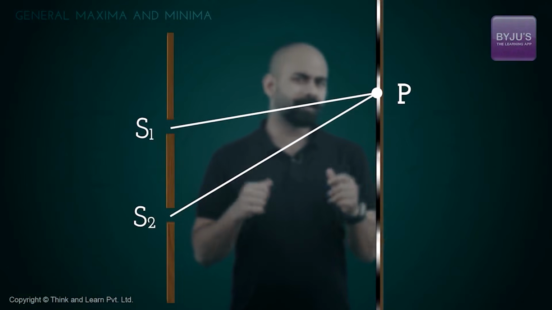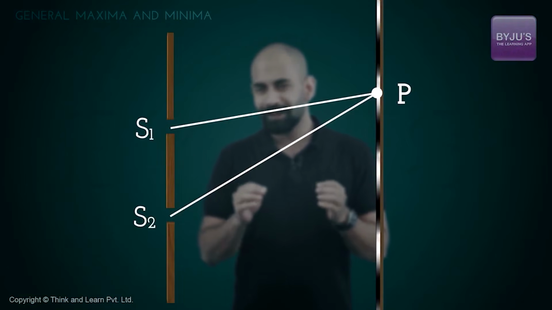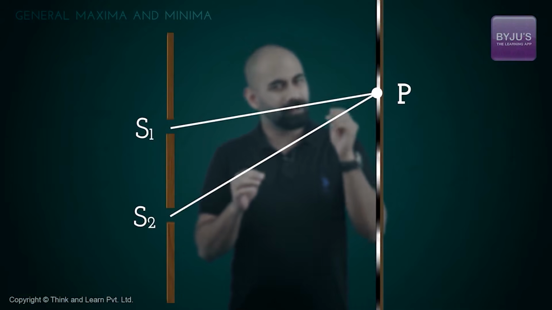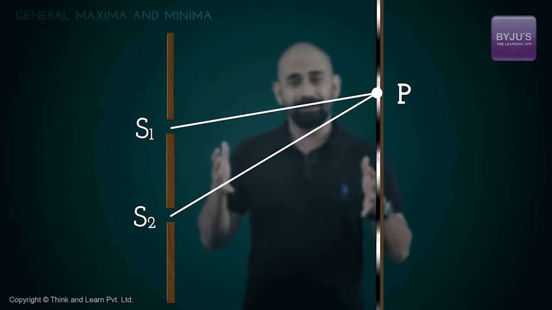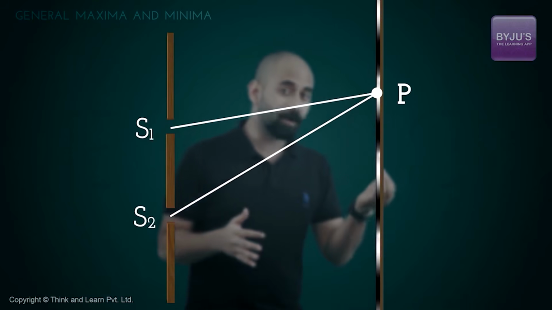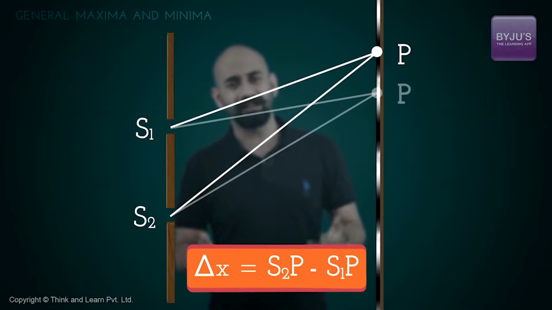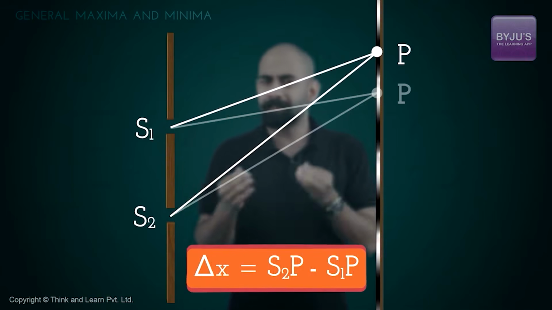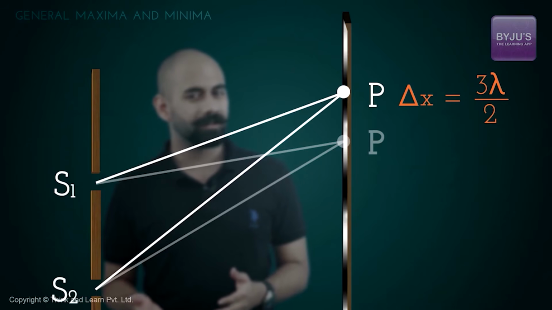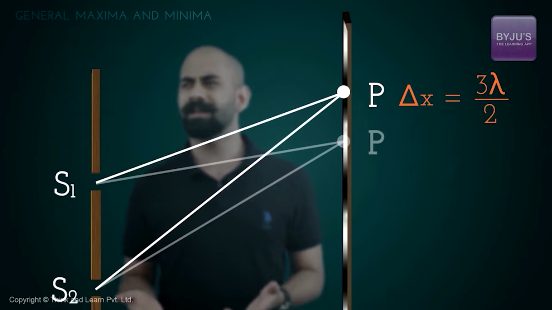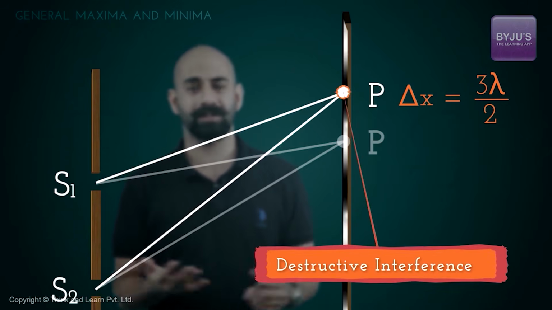Okay, so now that we know this, let's do something else. Now, let's see what happens if I move this point P even further up. If we stick to the assumption that as we move this point P up, the delta x increases, then at some particular point, the delta x will become 3 lambda by 2, right? What will happen there? That will mean that at that point, we'll have destructive interference again.